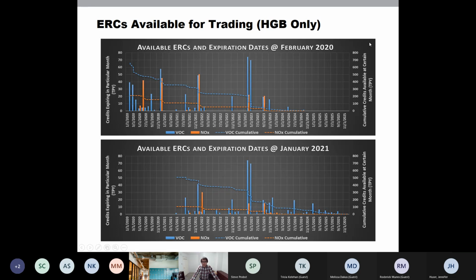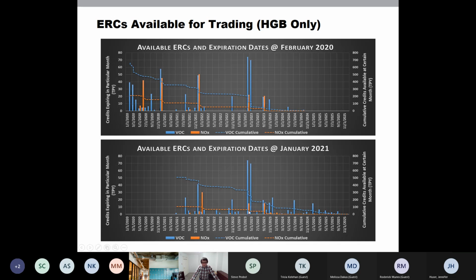This graph I showed in last year's presentation at the 4C conference. And we can see that a lot of VOC actually expired or was to be used in 2020. I grabbed the new data and put together this new graph. We can see that NOx credits availability is getting sparse. We still have this big chunk of VOC credits here in 2020, expiring 2023.